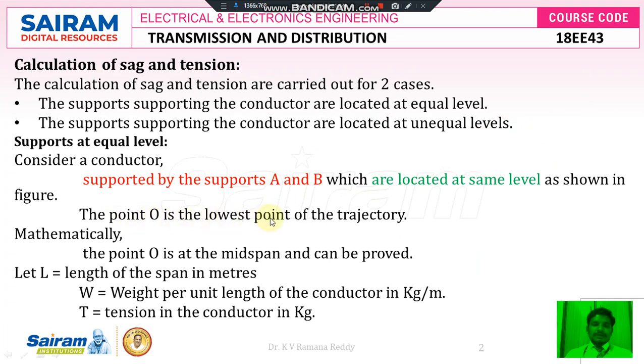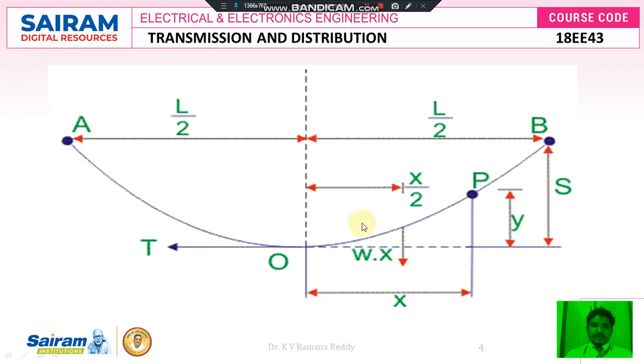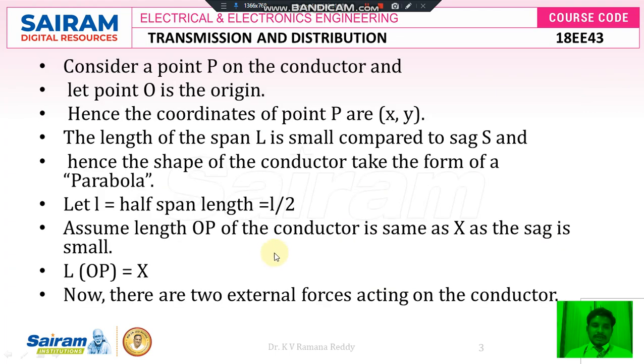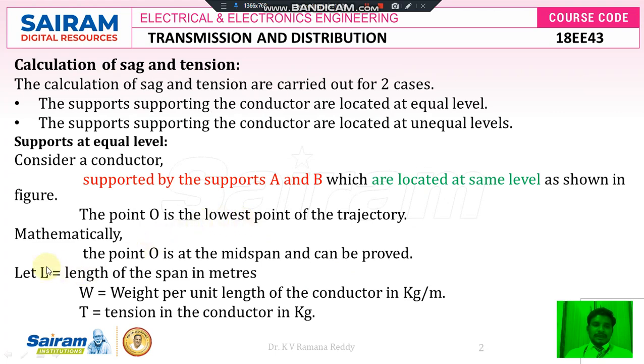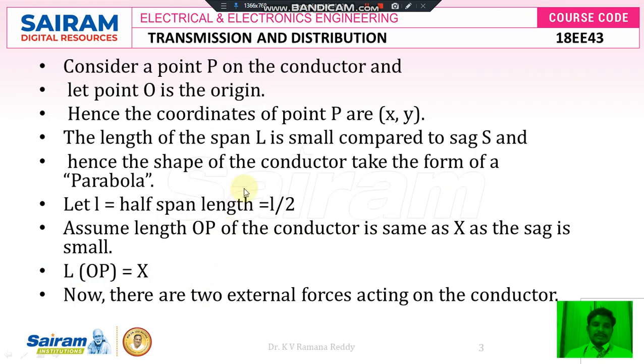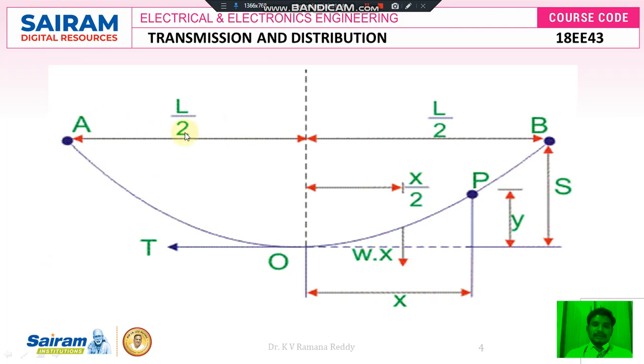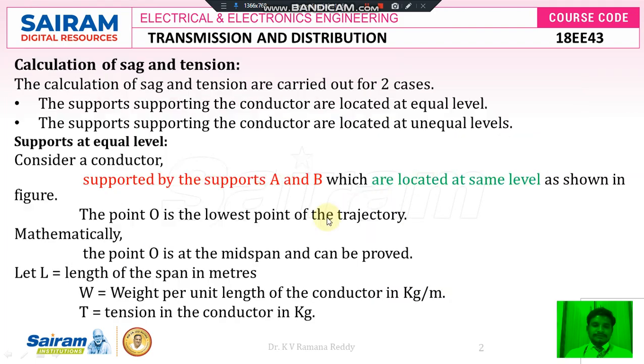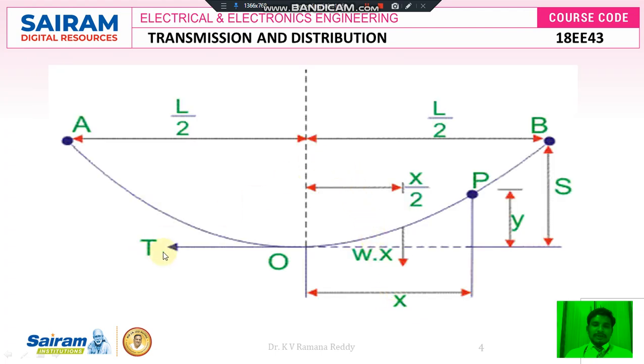The point O is the lowest point of the trajectory. Here point O is the lowest point, and capital L is the length of the span in meters. W is the weight per unit length of the conductor in kg per meter, and capital T is the tension in the conductor in kg.